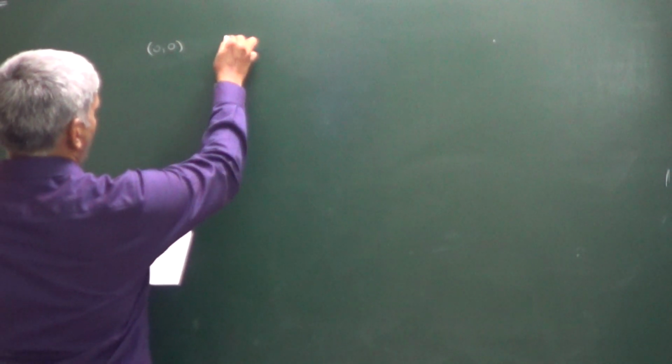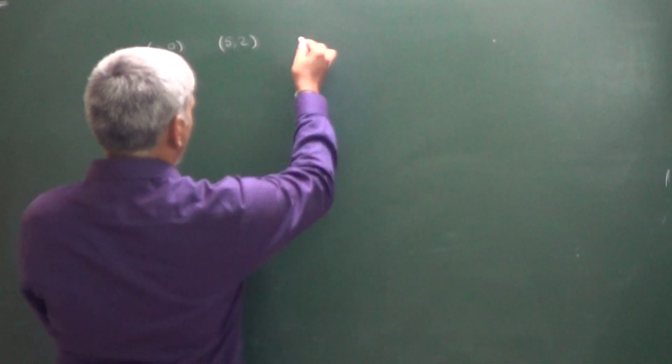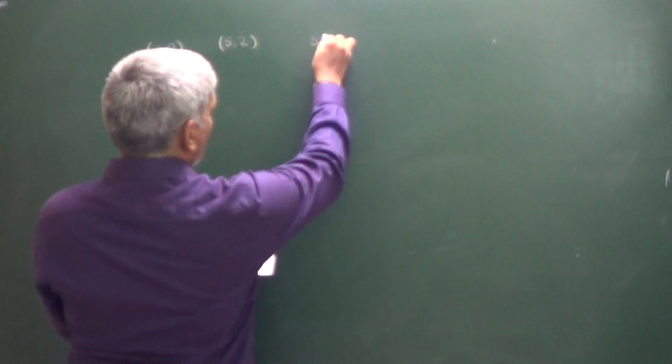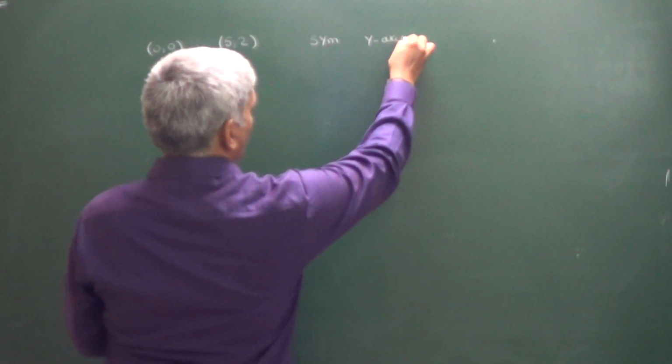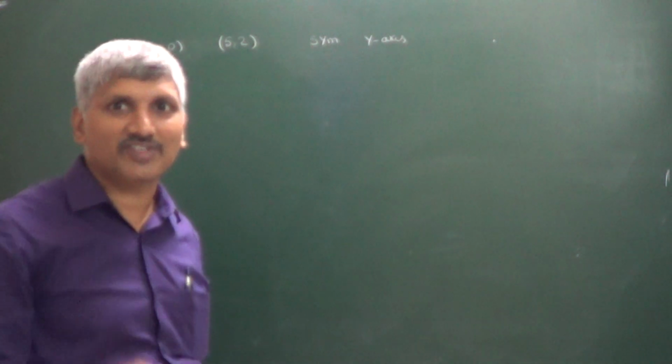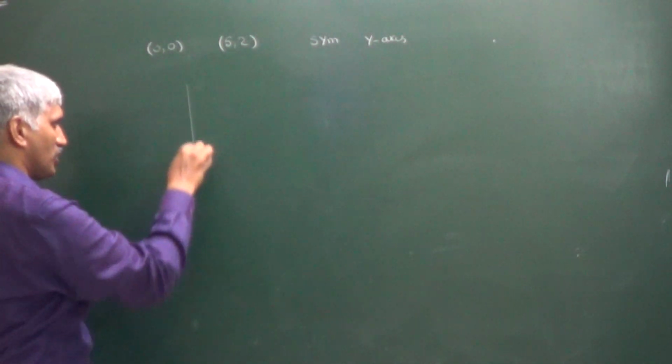Next, here is one more question. The vertex is given as (0, 0), passing through the point (5, 2), and the additional information given is that the parabola is symmetric with respect to the y-axis. Yes, you can observe here.